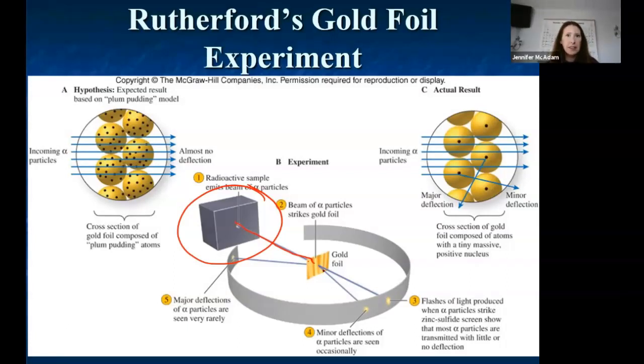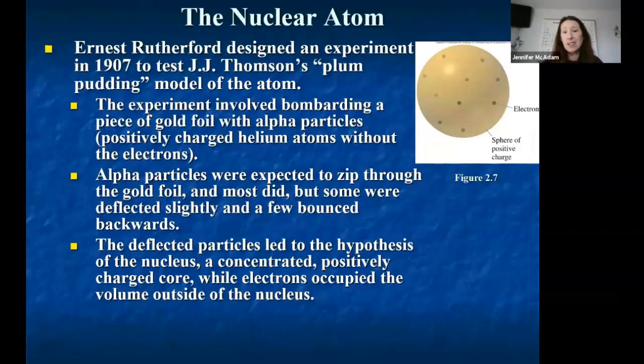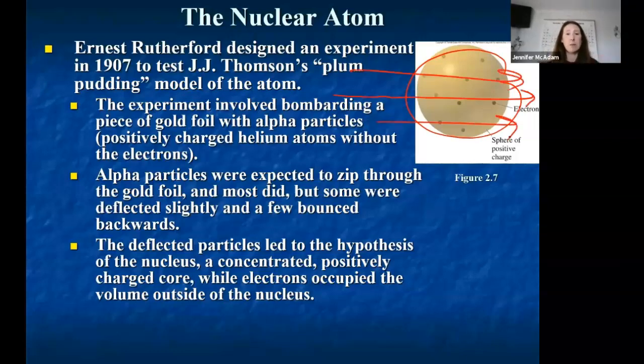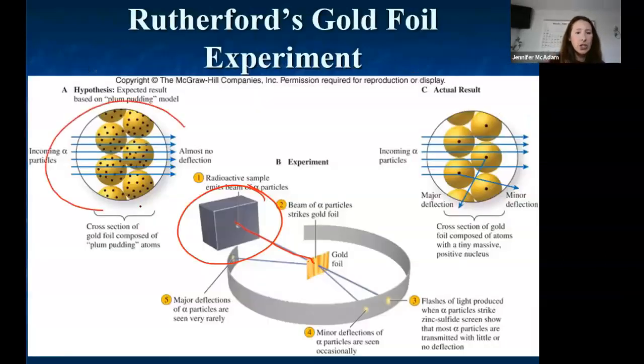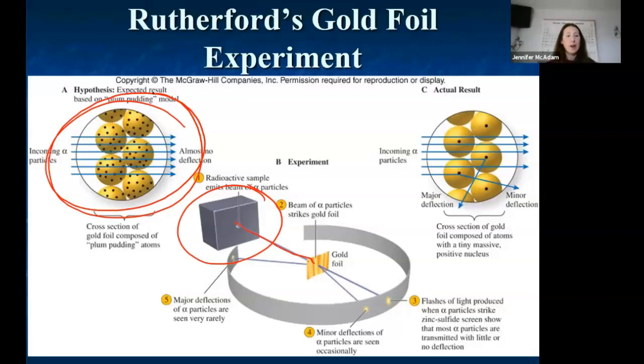He's like, well, if I hit this gold foil or this tissue paper with a BB gun, the BB should go through it, right? And if that's true, then this plum pudding is true because look, it's mostly empty. So if you hit this, it should go through. That's the basis of Rutherford's experiment: if the plum pudding model was a correct model of the atom, then everything should go right through. This is what should happen.